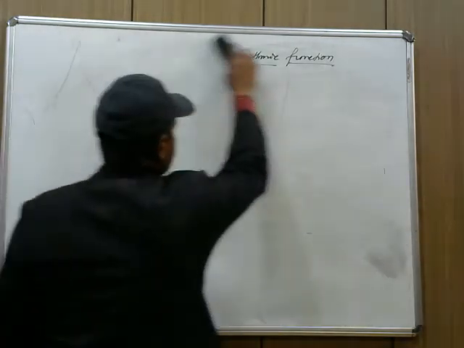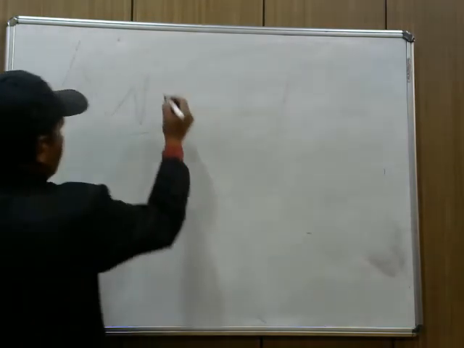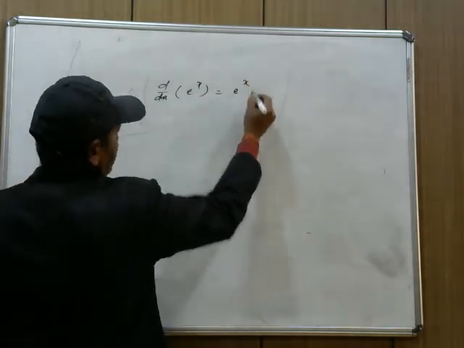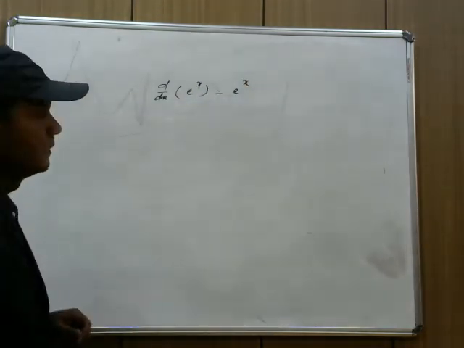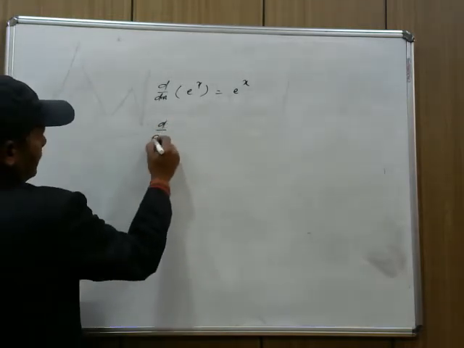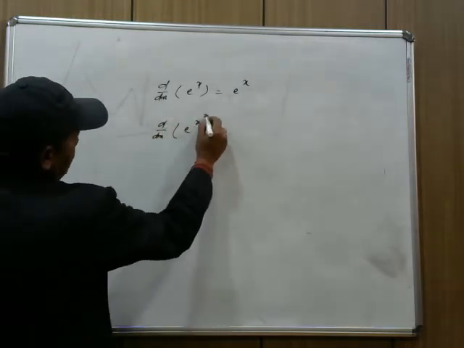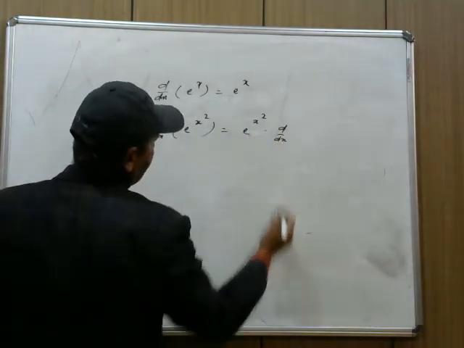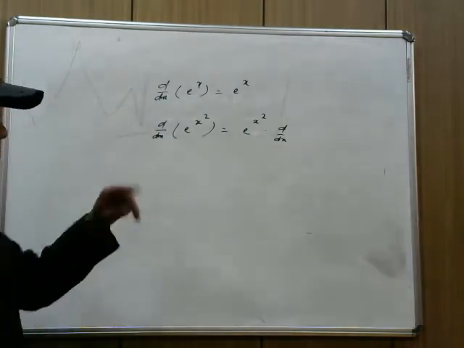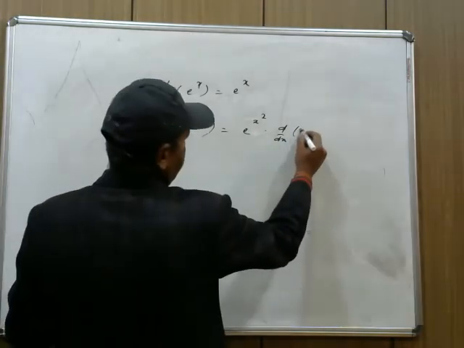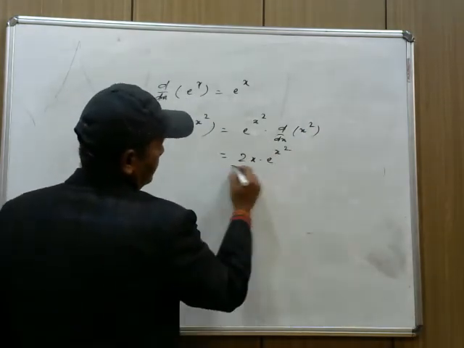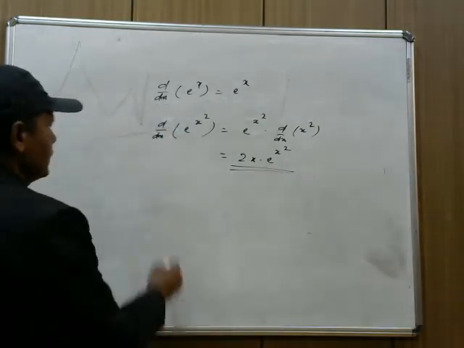there is one also very peculiar property of the exponential function. The differentiation of e to the power x is simply e to the power x, it remains as it is. Therefore, if I have to find the differentiation of e to the power x square, then it will remain e to the power x square into differentiation of what? X square. It will become 2x into e to the power x square, right?